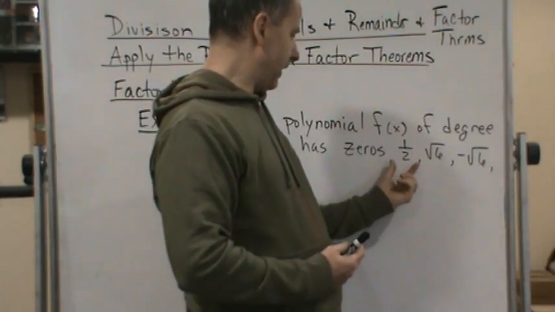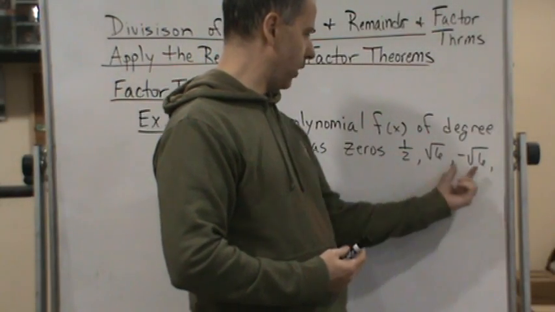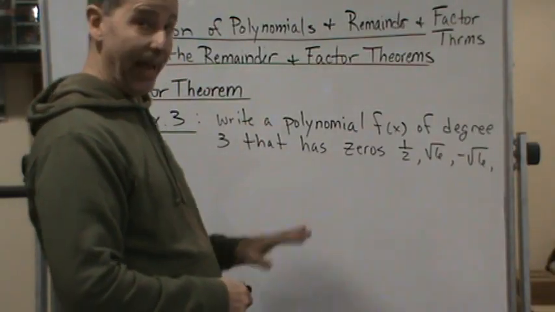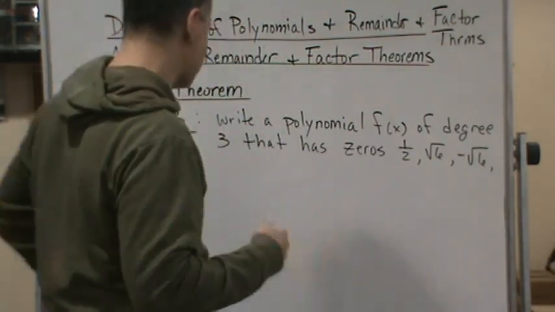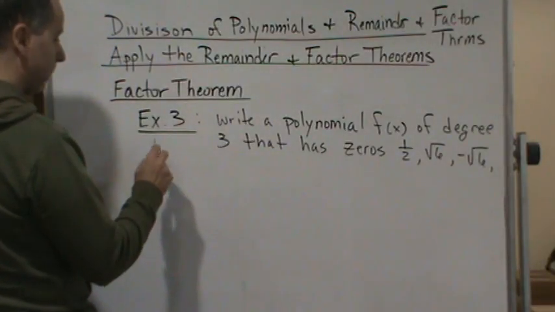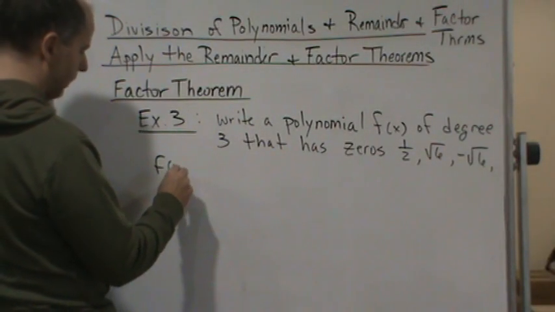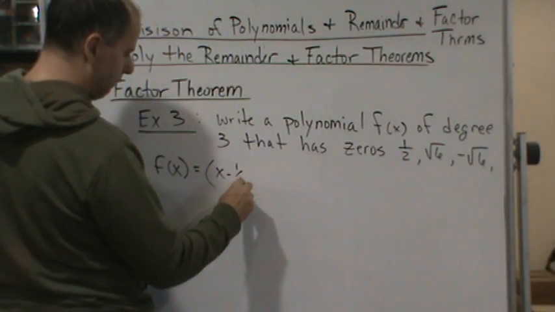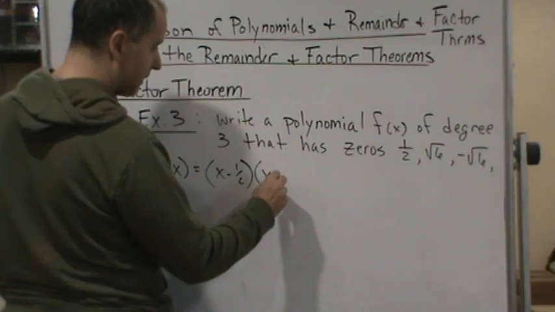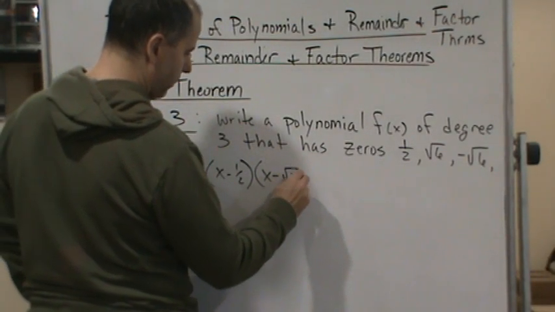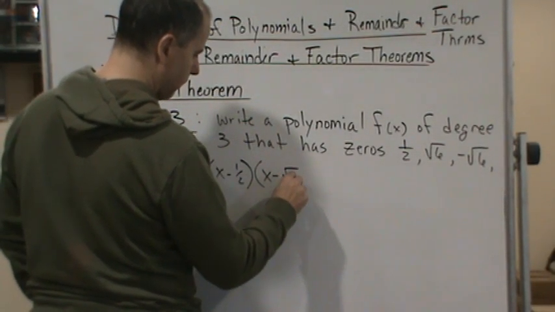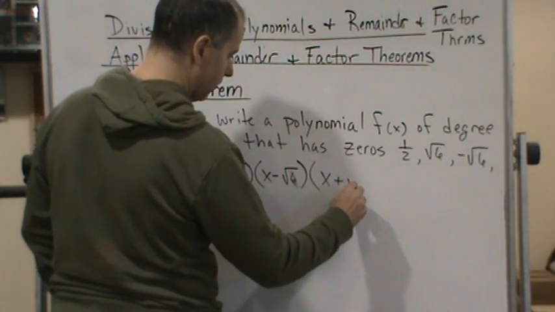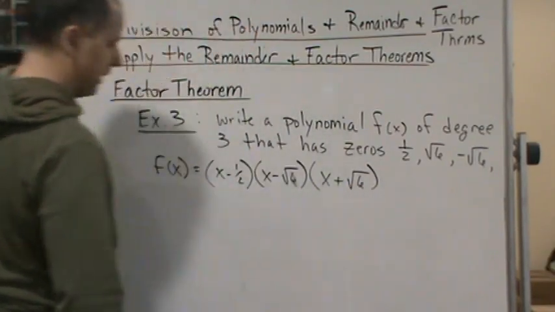means that x minus each one of these numbers is a factor of f of x, right? So let's start with that, right? So that means we can write f of x right away. We can say f of x has to equal x minus 1/2 times x minus the square root of 6, times x plus the square root of 6, right?